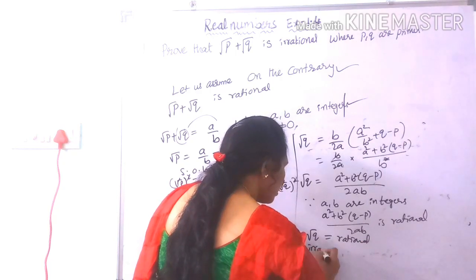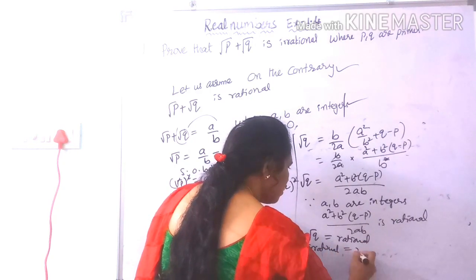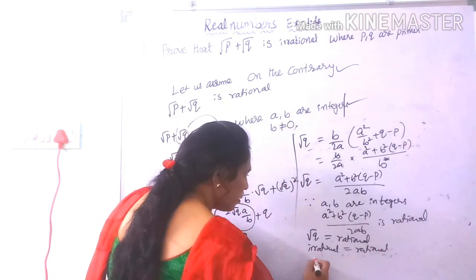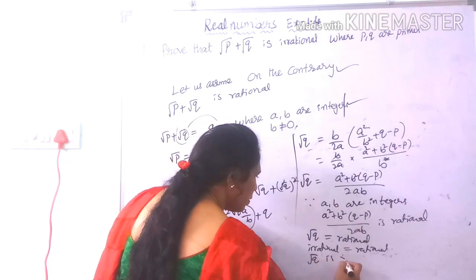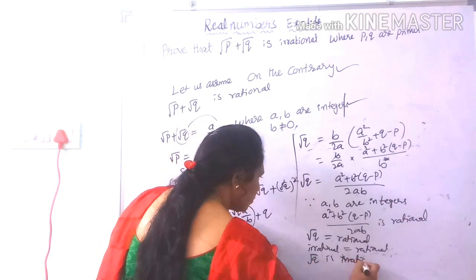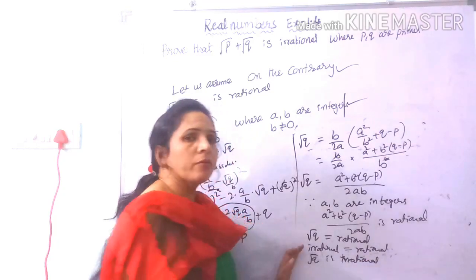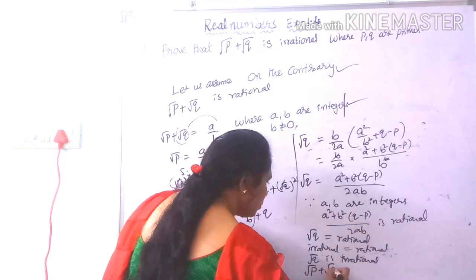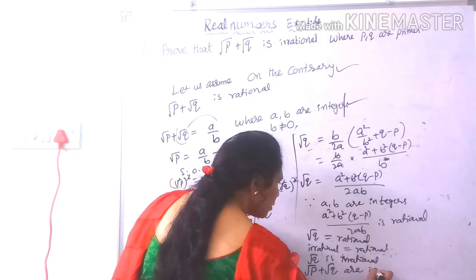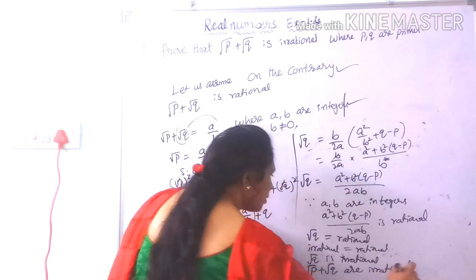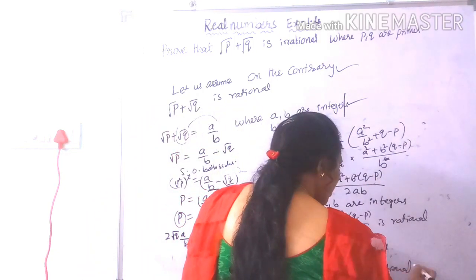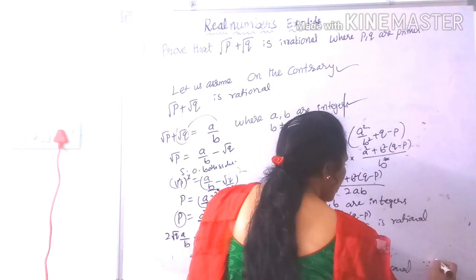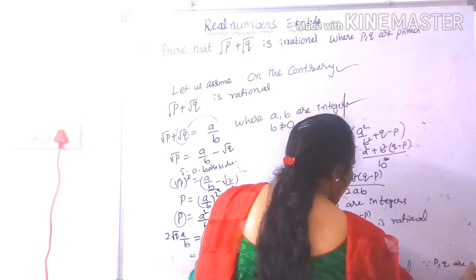So irrational is equal to rational. This contradicts that root q is irrational. Root q is irrational, and the sum of two irrational numbers is also irrational. So root p plus root q is irrational, since p, q are primes.